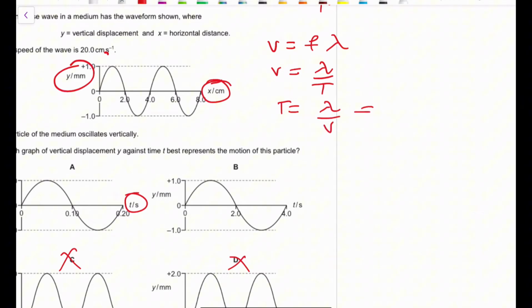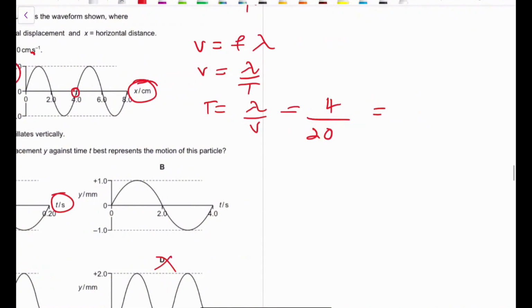What is my value of lambda in this case? My value of lambda is from here to here, it's going to be 4, divided by my speed, which is going to be 20. So my value of T is going to be 4 divided by 20, which is going to be 0.2.